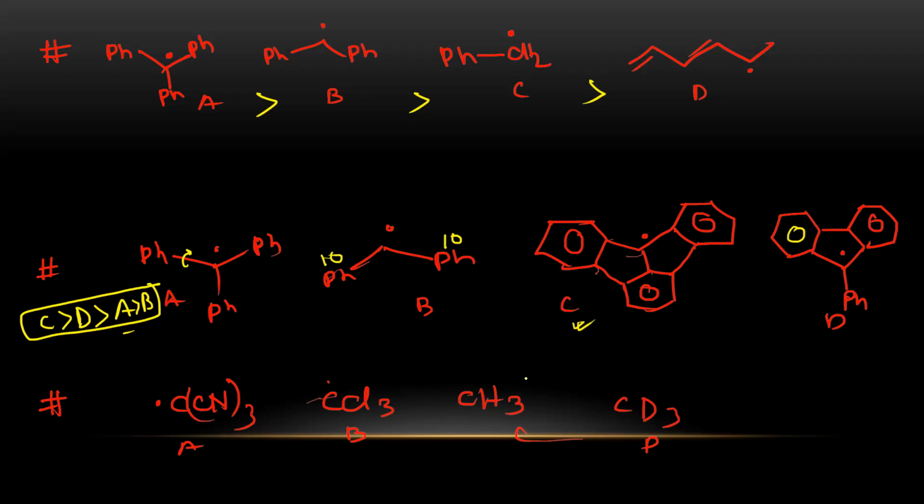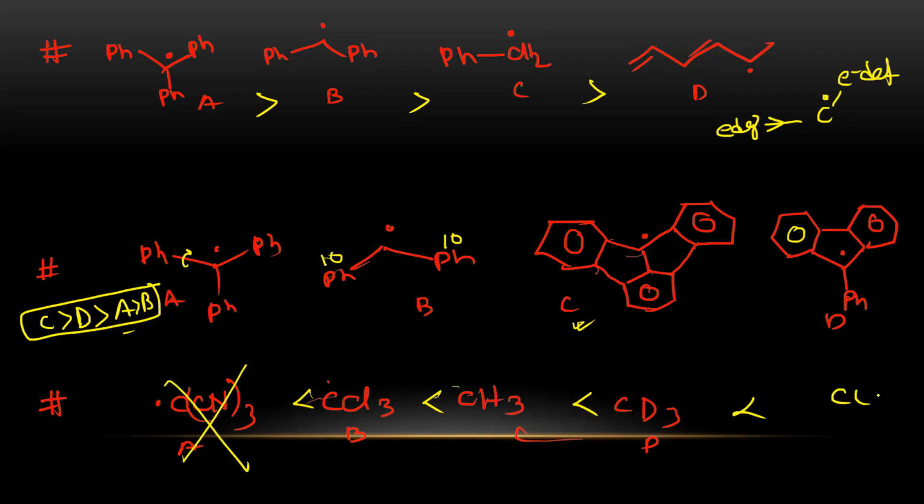And the last one, CCl3, CCN3. Now CH3 and CD3 are electron donating systems, but CCN3 is an electron withdrawing system. As a free radical is electron deficient, we know the electron donating group will stabilize it more. Among the groups CN, Cl, H, and D, D is most electron donating. So D will be more stable, and then C, then Cl. But CN is the most electron withdrawing, right? So it should be least stable, but it will not.